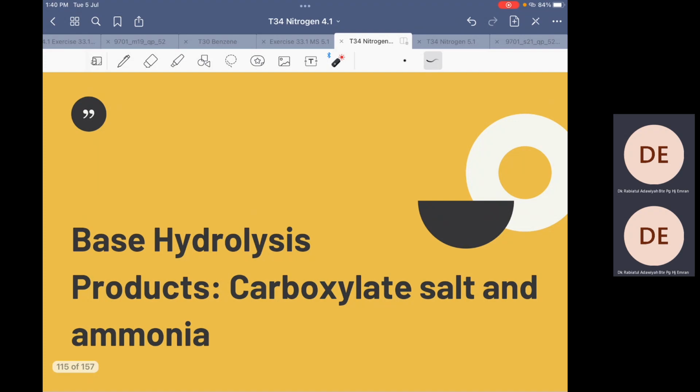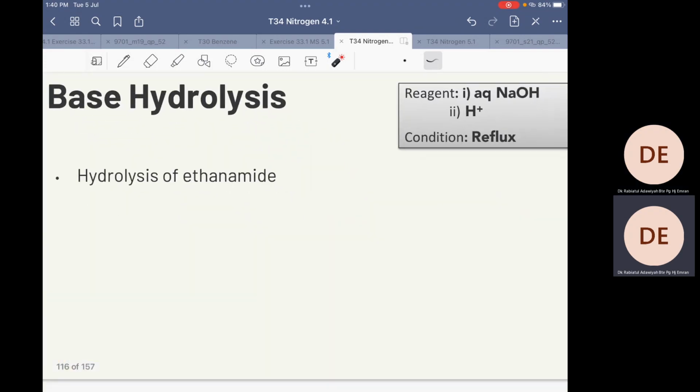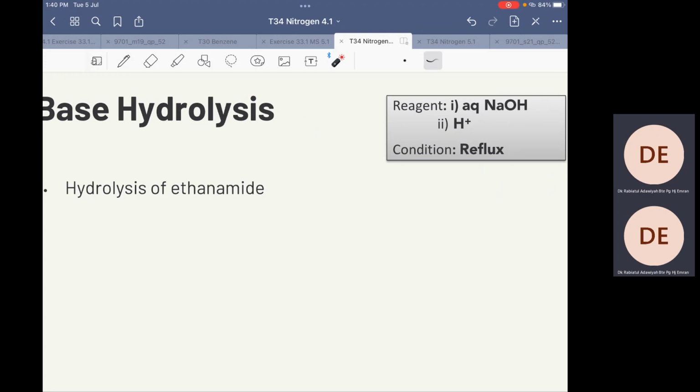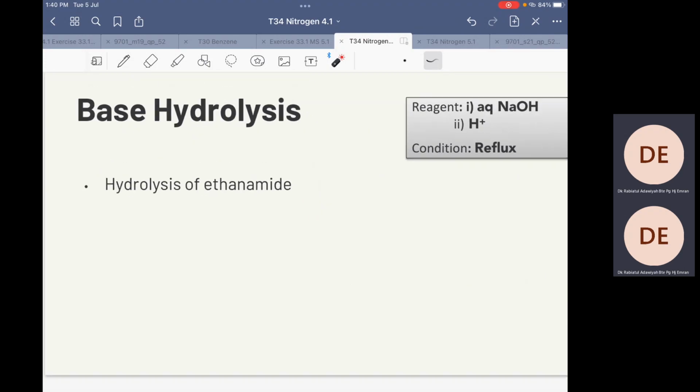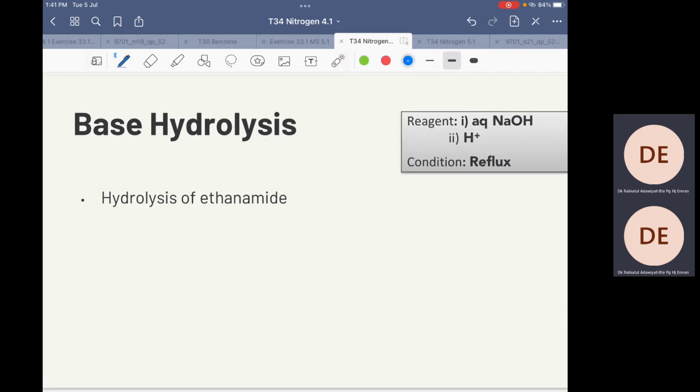This time, the products will be carboxylate salt and ammonia. The reagents, first, you use aqueous sodium hydroxide, and then later on, you add H+. Okay, so we'll see why we do that. First, we will start with hydrolysis of ethanamide.